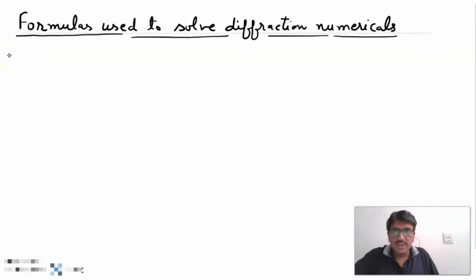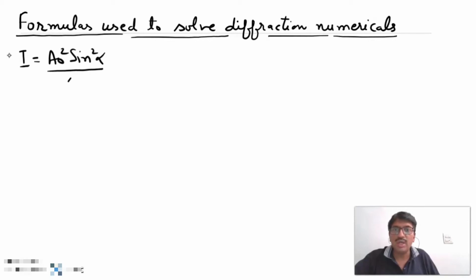Dear students, in this video we will discuss the formulas which we use to solve diffraction numericals. We know that in the chapter of diffraction, the first topic we learned was diffraction due to single slit, and the resultant intensity, which we know is A naught square sine square alpha upon alpha square.